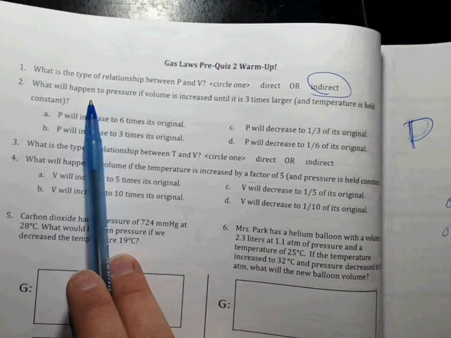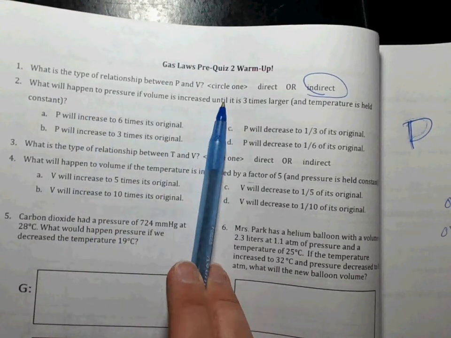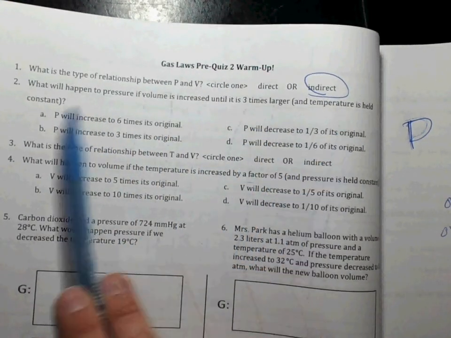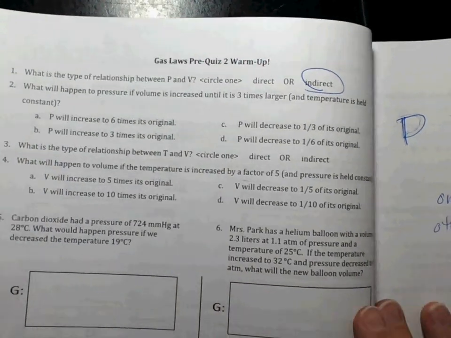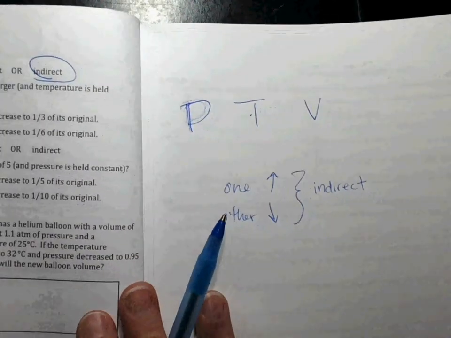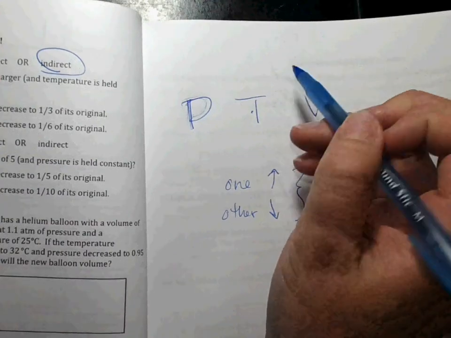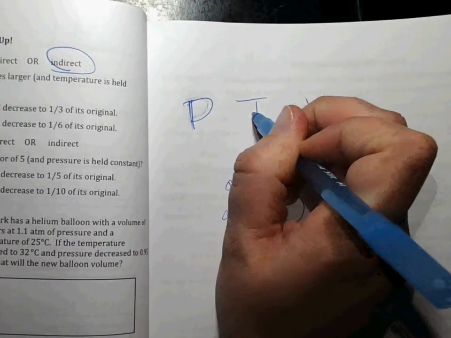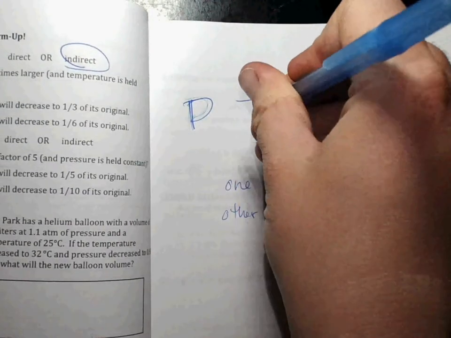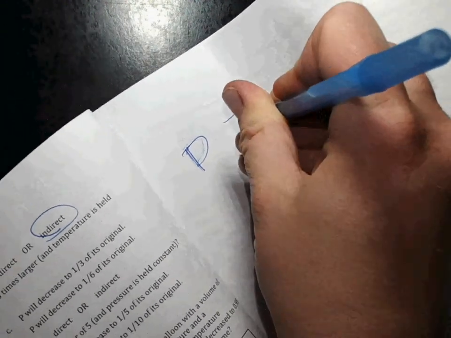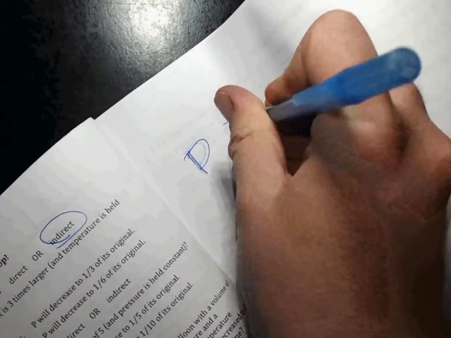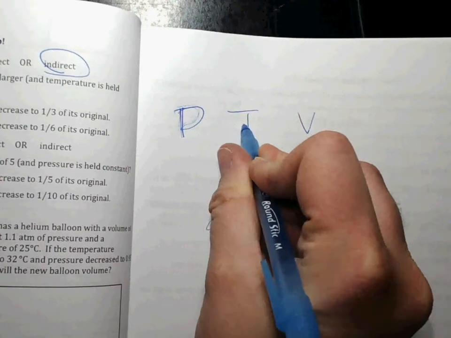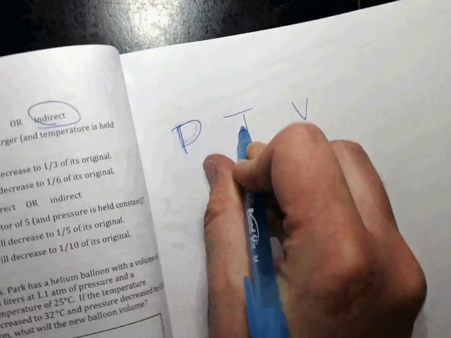Number 2 asks, what will happen to pressure if volume is increased until it is 3 times larger and temperature is held constant? So, again, part of this we can answer just by checking. Temperature is held constant. I'm going to hold my pen there. They're saying volume is increased, so I'm going to move my page. I know from this trick that when volume goes up, pressure is going to go down.